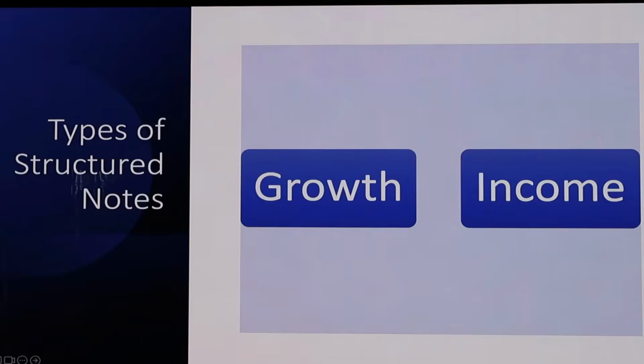There are generally two types. They're generally known as growth or income. Growth is just designed to participate in the upside of the asset, if it's a stock market or commodities or any other type of asset. Structured notes that are considered income notes actually provide a certain coupon or yield with some other caveats, assuming certain things happen in the market. But basically, they're tailored to a certain exposure that people want to get.